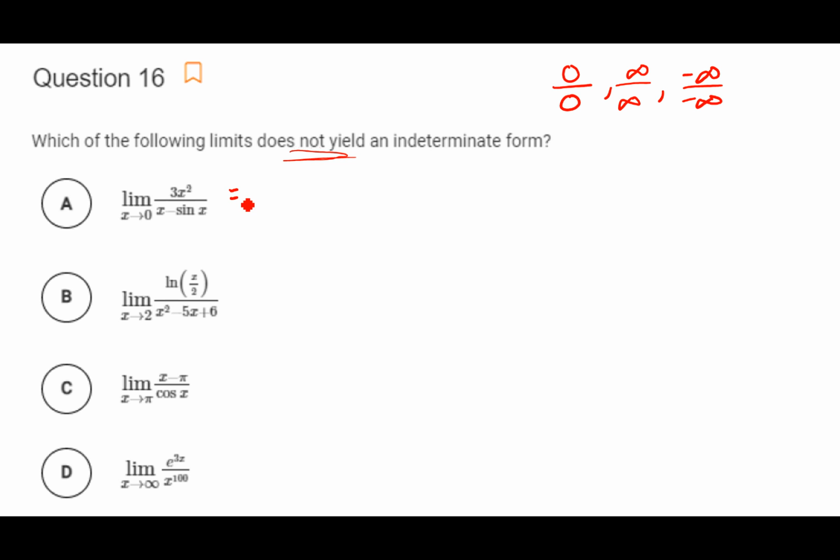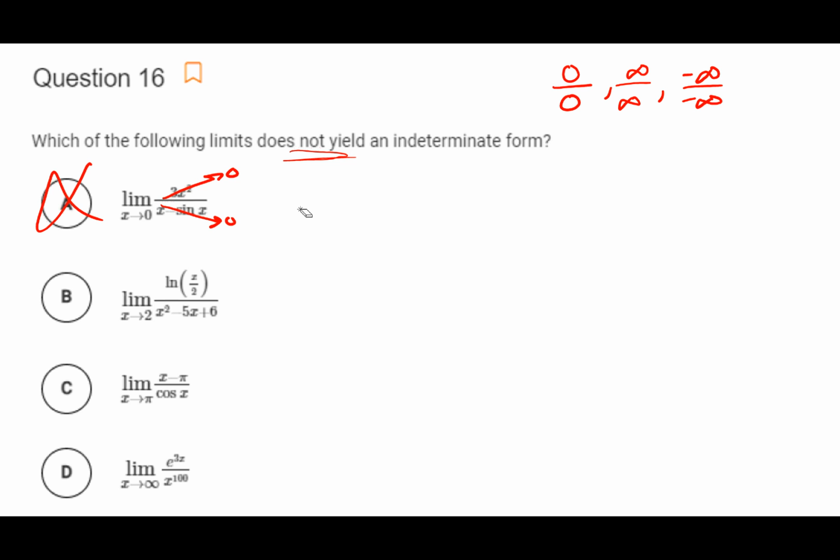If I looked at the first one, the limit as x approaches 0, my numerator would go to 0. In the denominator, I'd have 0 minus sine of 0. Sine of 0 is 0, so this goes to 0. So this one does yield an indeterminate form. And remember, I said never write 0 over 0, infinity over infinity, because really those are 1. If you wrote this equals 0 over 0, that's false because you're saying the limit equals 1. The limit does not equal 1.